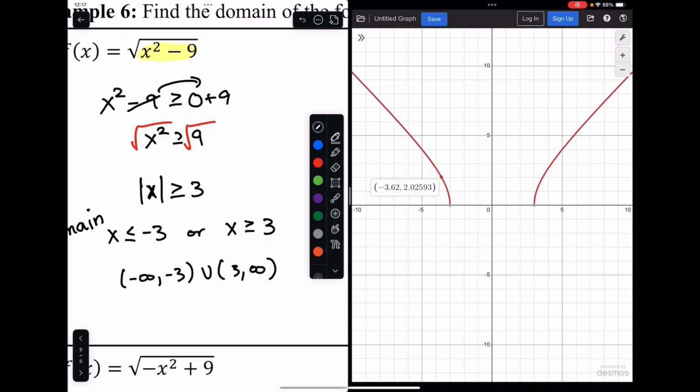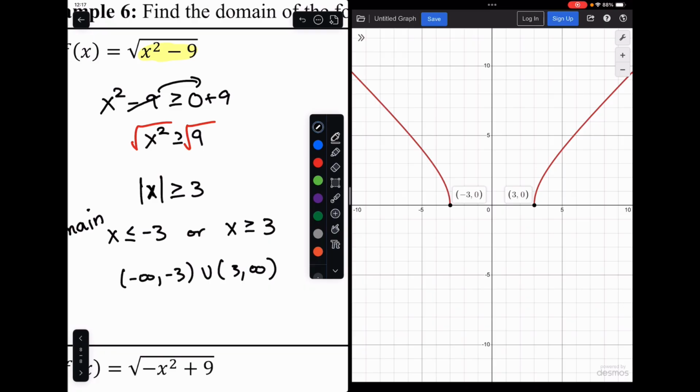Notice that my x values are going to be less than negative 3, negative 4.7, negative 6.3, and as I move along, they get more and more negative. And then when I get to this point right here, it is at negative 3. And look, between negative 3 and positive 3, the graph doesn't exist at all. That's exactly what we're trying to determine here.